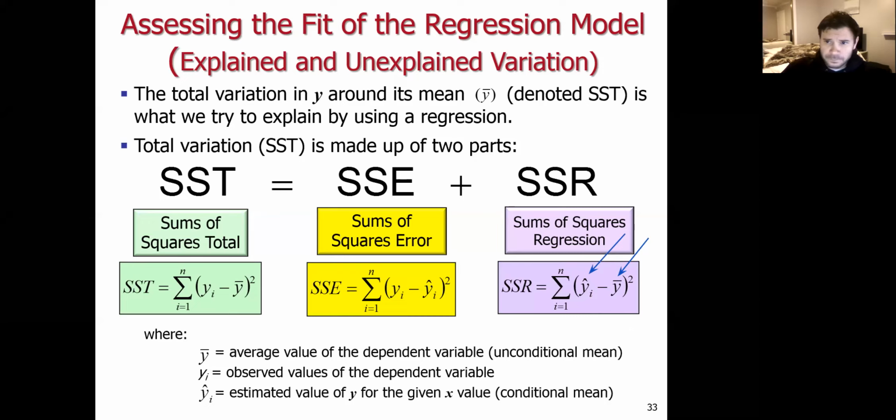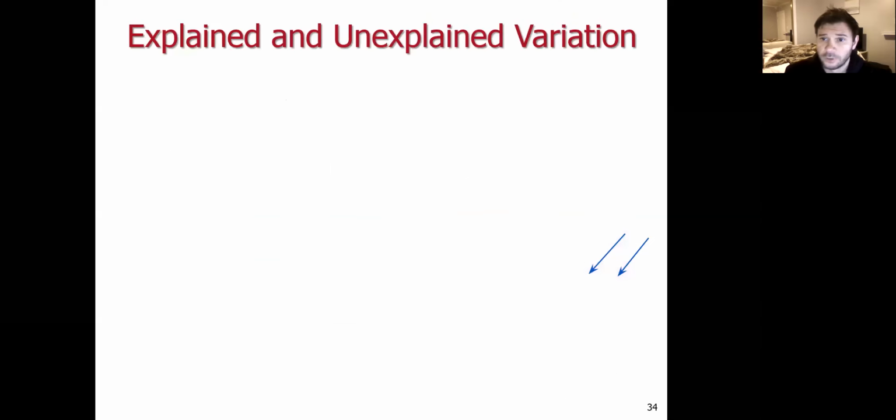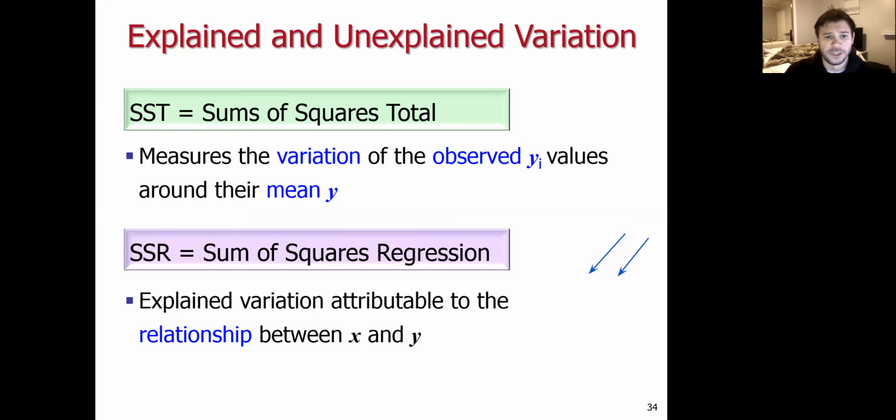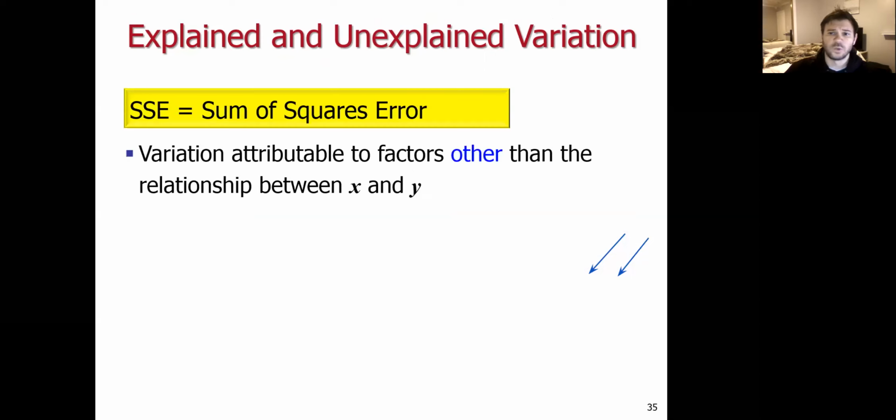Now, in terms of measuring variation in our model, that's really what we're trying to do: we have these x variables that are fluctuating, and we want to know how much variations in those x variables explain variations in the y variable across observations. So SST, our total sum of squares, measures the variation of the observed y values around the mean. SSR is the explained variation attributed to the relationship between x and y; we're measuring y hat relative to y bar. And SSE, our sum of squared residuals, is variation attributed to factors other than the relationship between x and y.